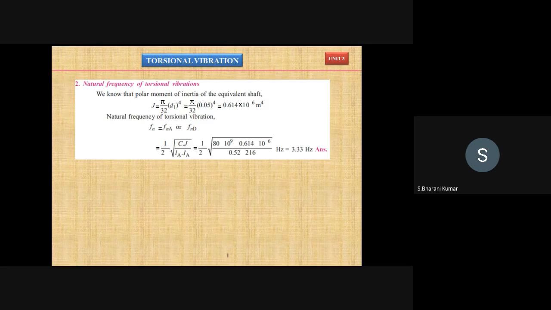And then the second thing you want to find out is called frequency. Frequency is nothing but J equal to pi by 32 d power 4, polar moment of inertia கிடைச்சோம். And then frequency of A or frequency of T, both will be the same value. That is 1 by 2 pi square root of CJ divided by LA into IA. Okay, 1 by 2 pi, here it will be pi value.